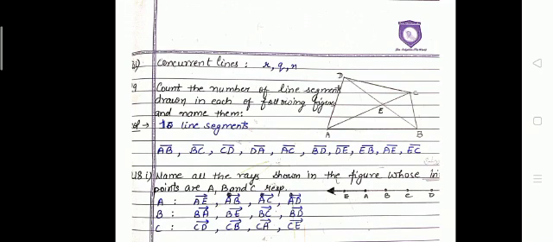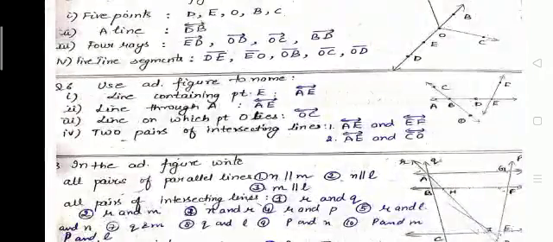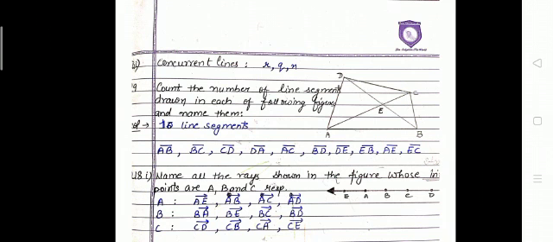The next one is the concurrent lines. From the previous figure, concurrent lines were Q, R, and N because they passed through only one point, that was A, and A was their point of concurrence.